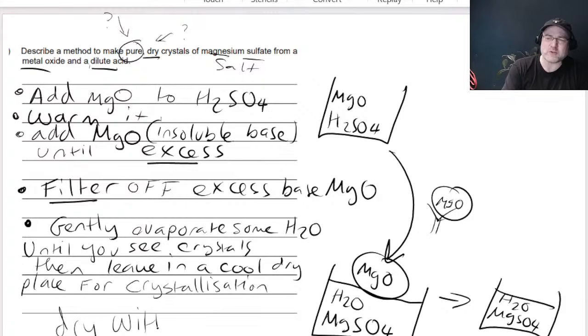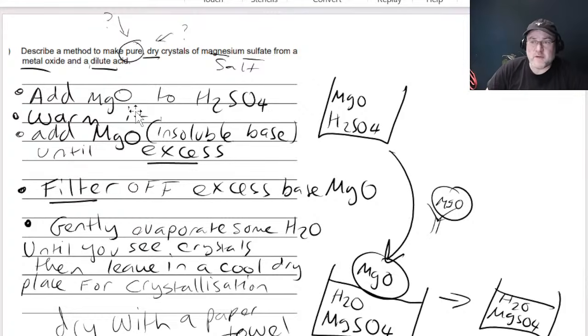I know it sounds stupid, that's always a mark on the salt practical, dry with a paper towel. And the free mark you get there, they actually give it to you in the question by using the word dry. Yeah, it's up there, dry. Anyway, lovely jubbly. You might get a couple of marks if you drew a diagram. You don't need to draw a diagram, just put it in words. Yeah, a drying oven on a very low temperature. You could dry it in an oven on a low temperature.